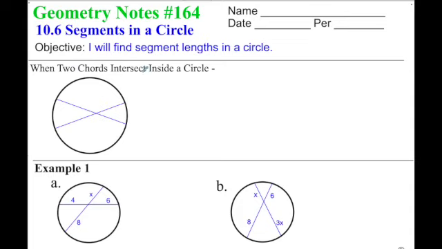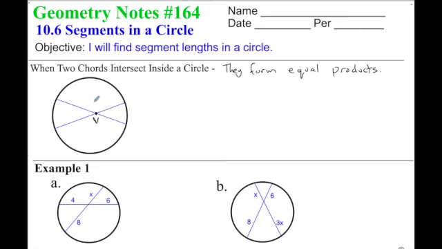So the first one is when two chords intersect inside a circle. I'm just going to write here that they form equal products, which means there's two products that are equal in this, and I have to figure out what they are. Remember that the point where they intercept, I'm going to label V for vertex. This is the vertex where the two lines intersect.